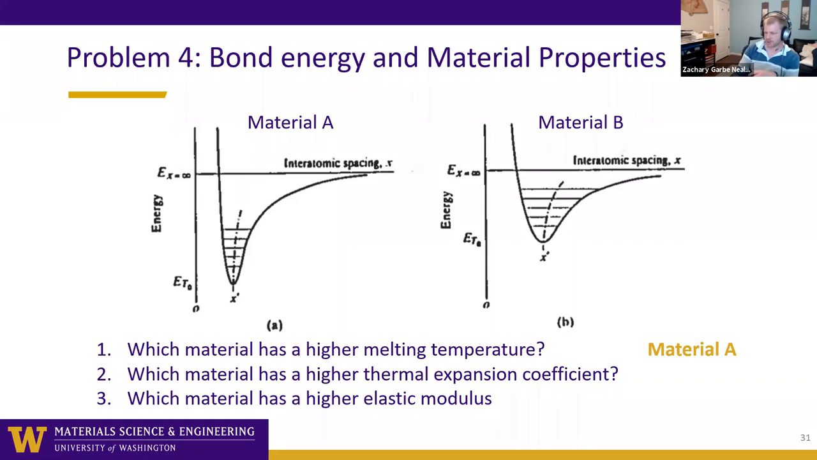Now, how about the thermal expansion coefficient? If you're not familiar with this term, it's basically how much the material expands when we heat it up. In general, materials will expand when they get hotter. So which of these materials will have the higher thermal expansion coefficient? It looks like a lot of you are seeing B, maybe. If someone has an idea, go ahead and speak up or write in the chat. Why would material B, which is the answer I have, have a higher thermal expansion coefficient?